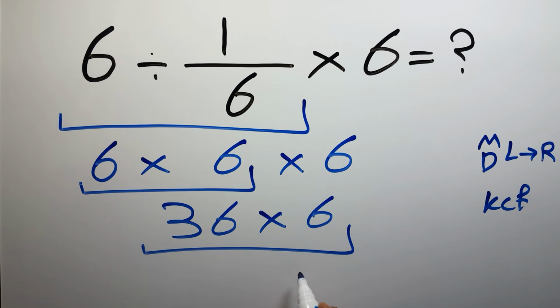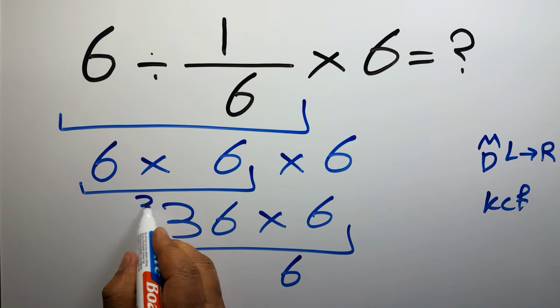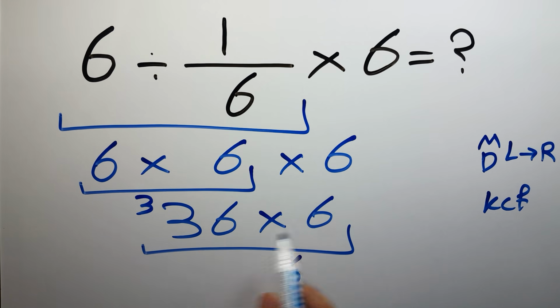6 times 6 gives us 36, so we write 6 here and carry 3 here. Now, 6 times 3 gives us 18, and 18 plus 3 equals 21. So 216, and this is our final answer to this problem.